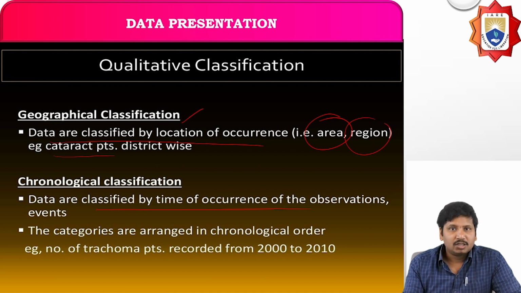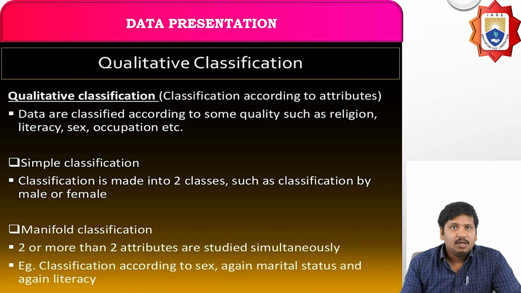And the number of categories are also going to be arranged in chronological order. So this and all will be considered as the chronological classification. And next one is qualitative classification. So here the classification is to be done according to the attribute, and this data is going to be classified according to some qualities such as religion, literacy, sex, occupation, etc.